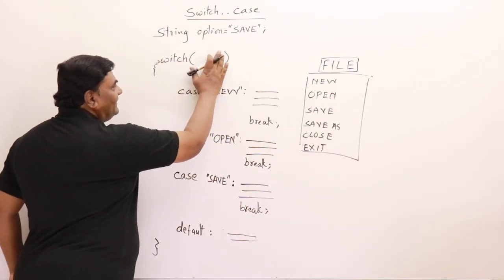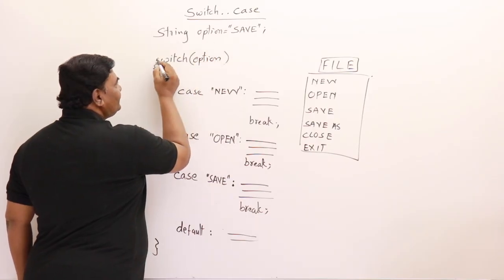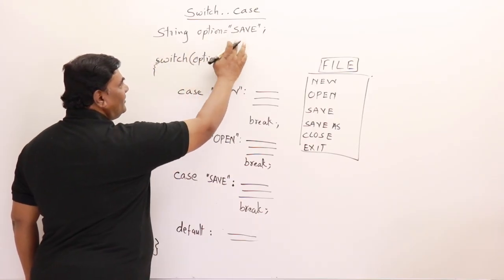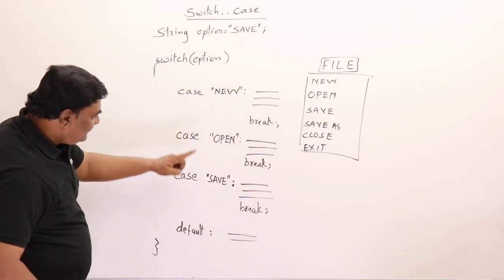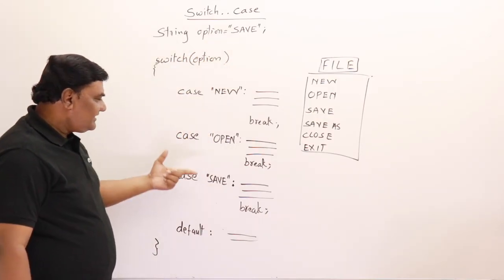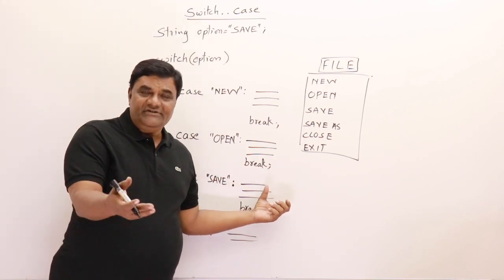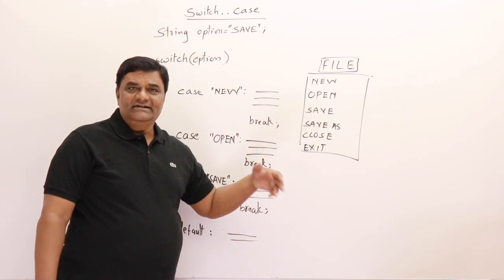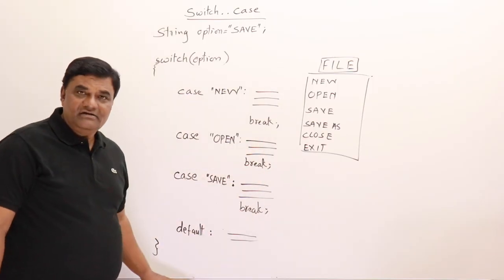So here it should be an option, right? Switch option. So I have taken a string here, option save. Now depending on the option, it will go to that particular case. So this is the case, save. So option is save, so directly it will go here and perform all the operations related to saving, right? So saving a file or saving a project, whatever it is. So save and then break.